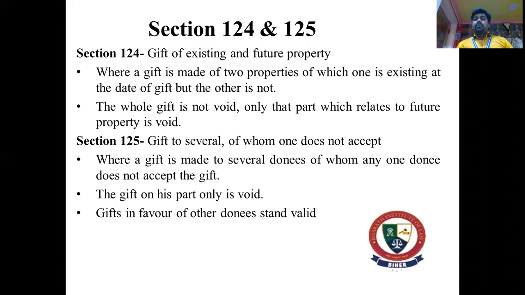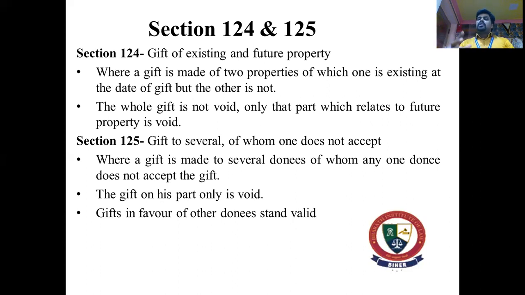And what happens if a gift is made to several persons? If a gift is made to more than one person, then section 125 talks about that. Section 125 says that where a gift is made to several donees, of whom any one donee does not accept the gift. So let's say a gift is made to person A and person B, and person A is not accepting the gift and person B wants that gift. Then the section says that the gift on his part only is void.